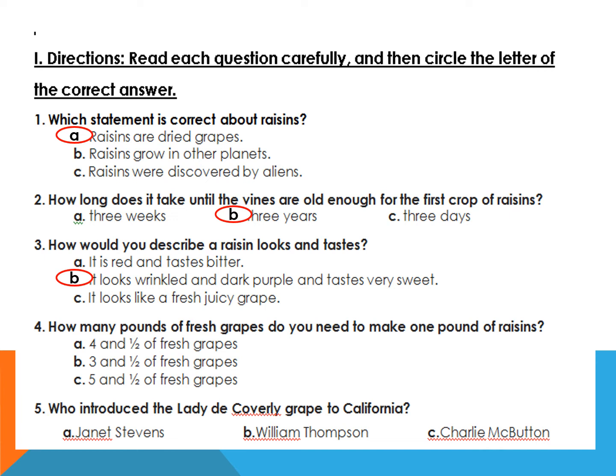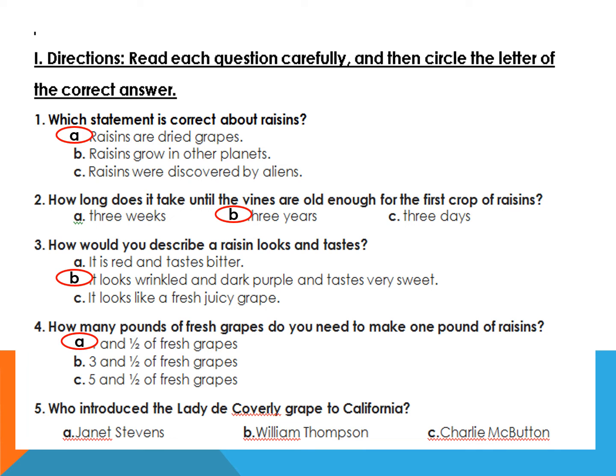Number 4. How many pounds of fresh grapes do you need to make 1 pound of raisin? A. 4.5 of fresh grapes. B. 3.5 of fresh grapes. Or C. 5.5 of fresh grapes. The answer is A. 4.5 of fresh grapes.